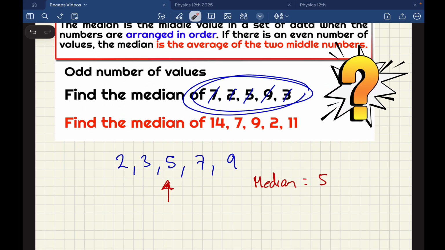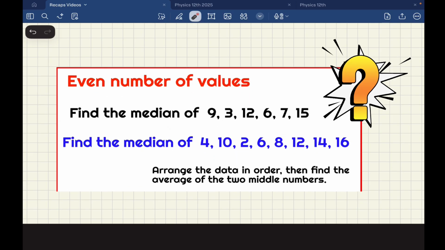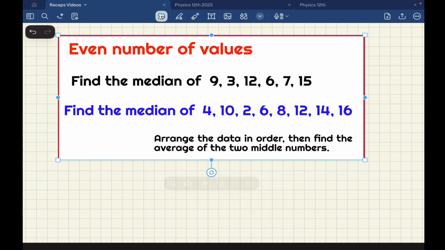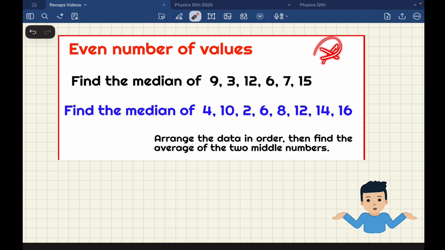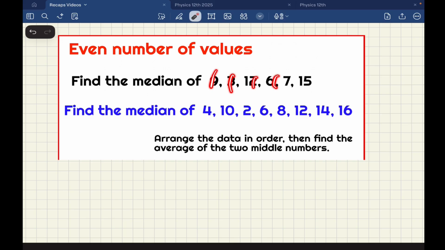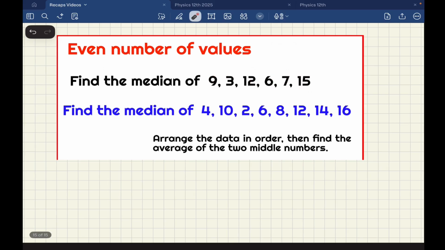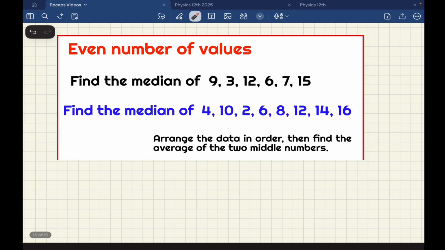Okay, but what happens when we have even numbers? This is a little bit tricky, so pay attention, because the first step is going to be the same. We need to change the order from the smallest one to the biggest one. Okay, pay attention. We have 1 2 3 4 5 6, so we have an even number of values.